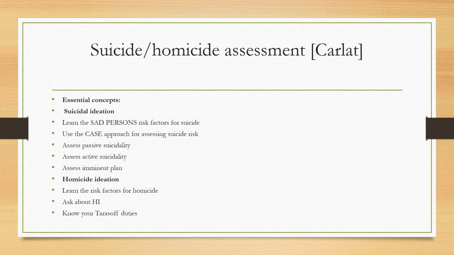And then for homicidal ideation, we need to learn the risk factors for homicide, ask about homicidal ideation, and know about your duties. Types of duties, that's a law. Let's say it's duty to warn. If you know that the patient has homicidal ideation towards somebody, you have the duty to inform that person. That is the term of duties.